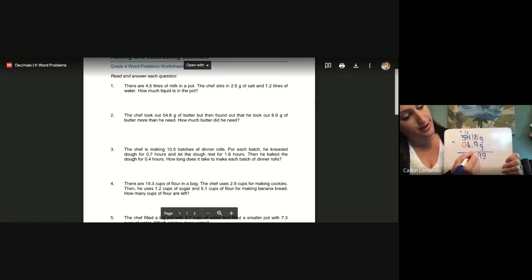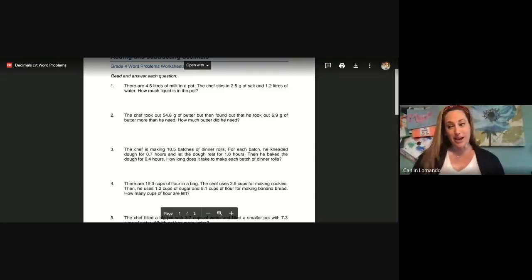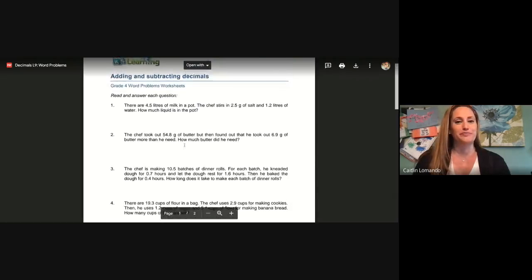13 take away 6 is 7. 4 take away 0 is 4. Our answer is the chef actually needed 47 and 9/10 grams of butter. Sometimes word problems can be tricky, but I think you'll agree the actual math they're asking us to do is not so hard. Let's check out our next one.